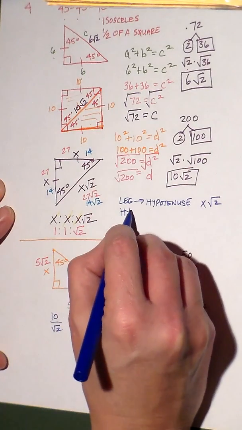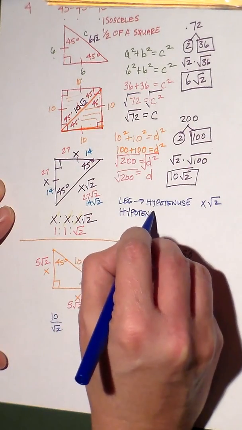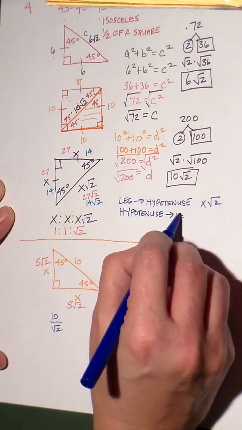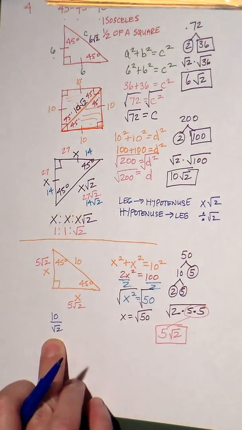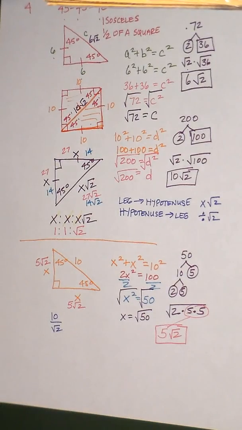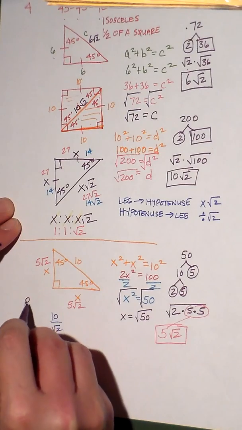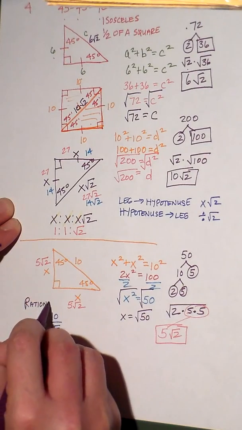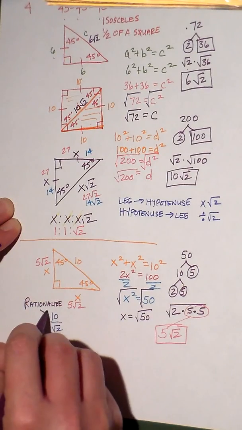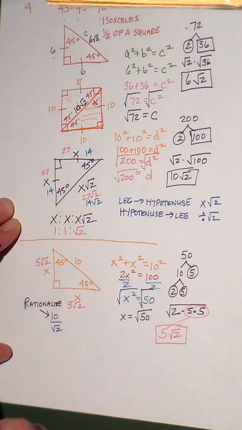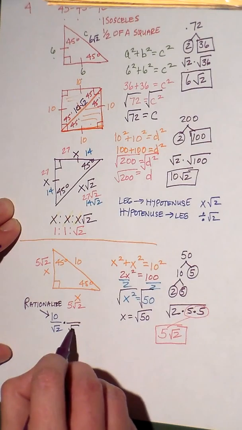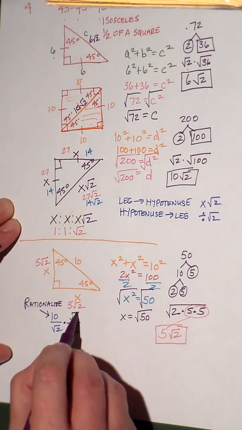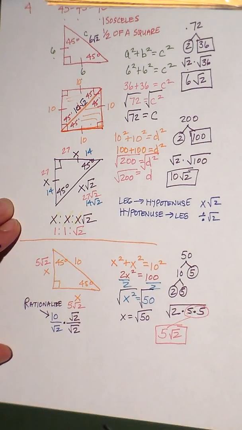To get from hypotenuse to leg, you divide by square root of 2. But we don't want the square root of 2 in the denominator. We want to rationalize the denominator, which means we want to get that square root out of the denominator. So what we're going to do is we're going to multiply by whatever that square root, that radical is, on the bottom, and whatever we multiply the bottom by, we have to do it on the top to keep the fraction equal.